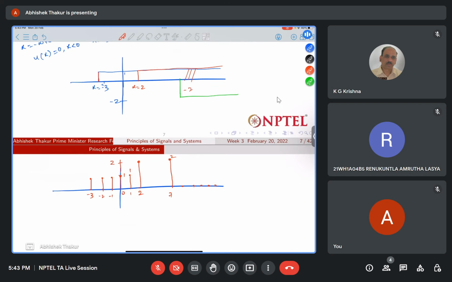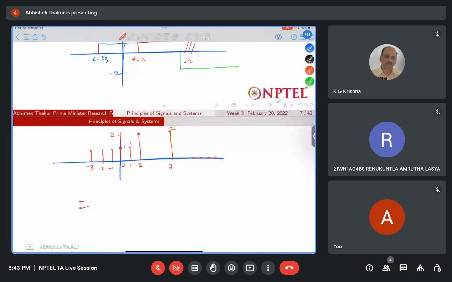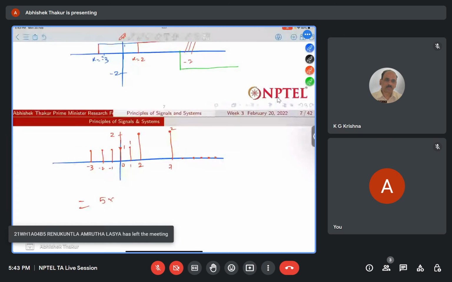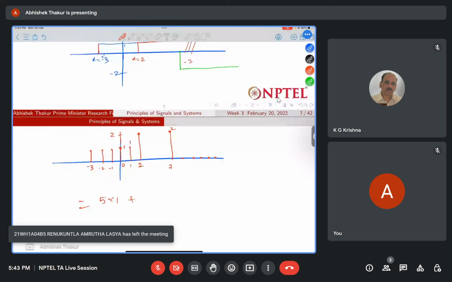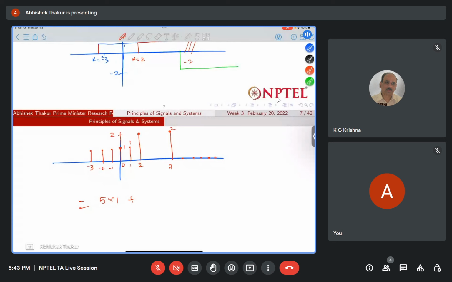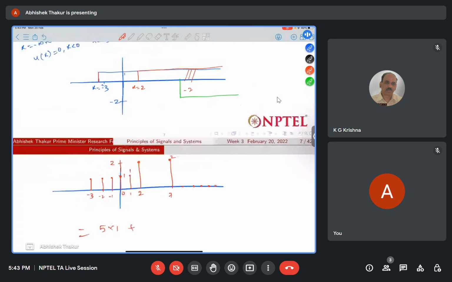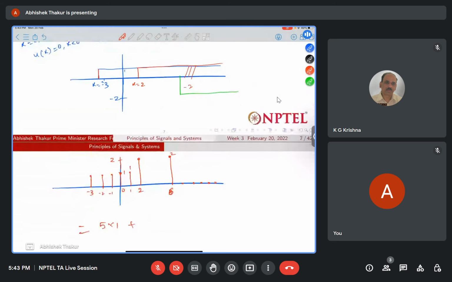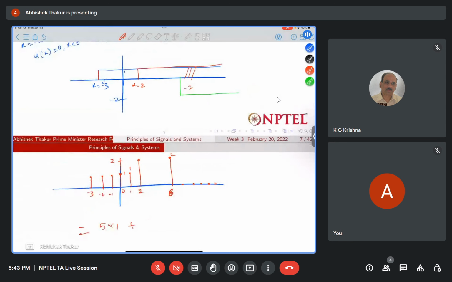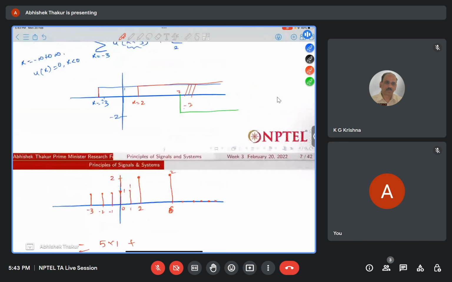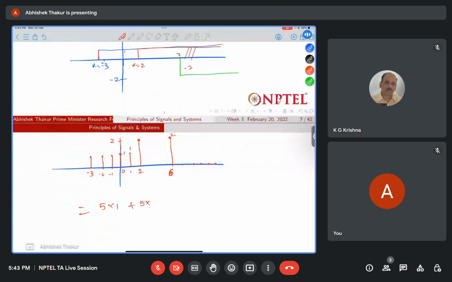So the summation of h[k] will be 5 into 1 plus 2, 3, 4. Sorry, at 7 also it will be 0. Up to 6 only it will be 2, because at 7, this minus 2 and this plus 2 will get cancelled. So it will be 5 into 2 plus 5 into 1. So the answer will be 15.